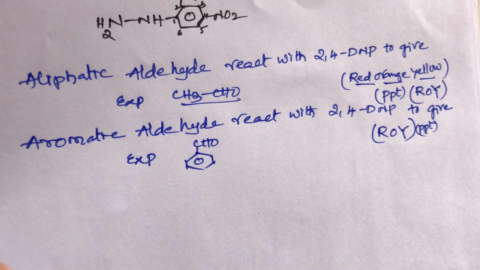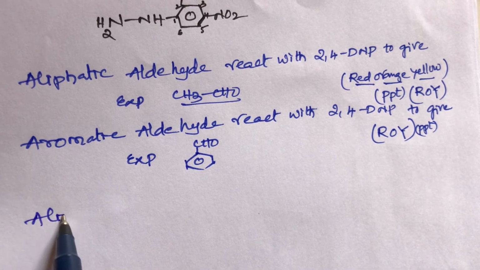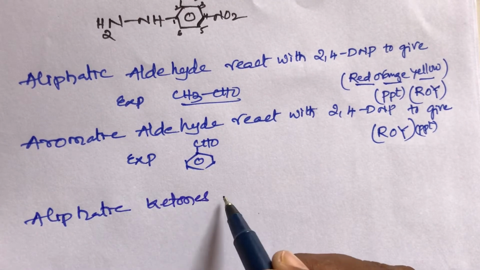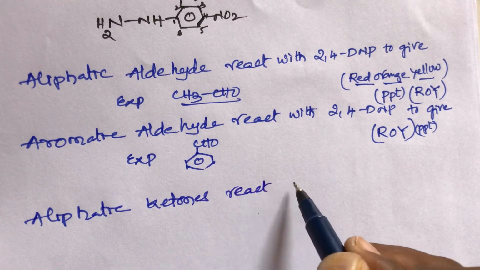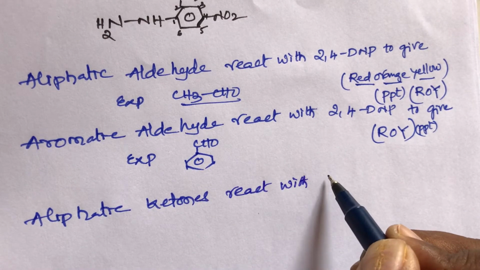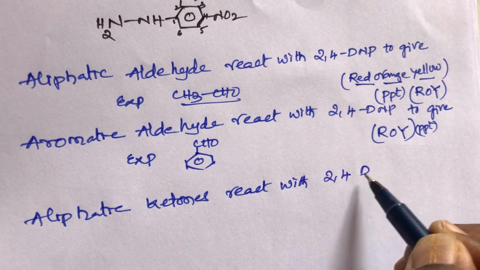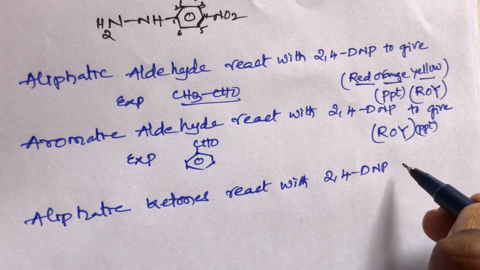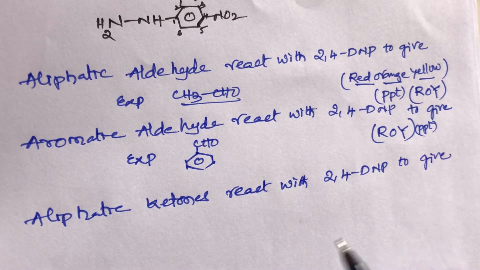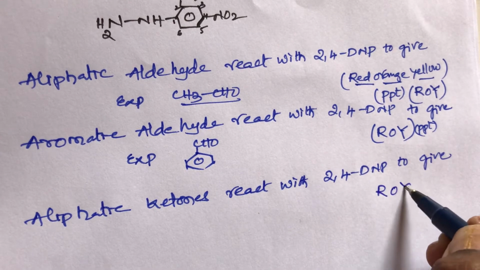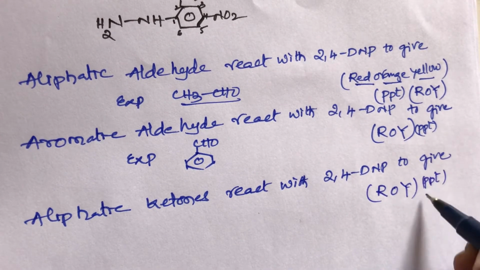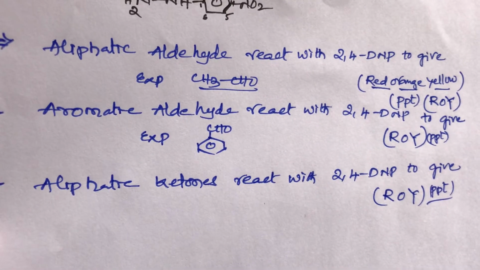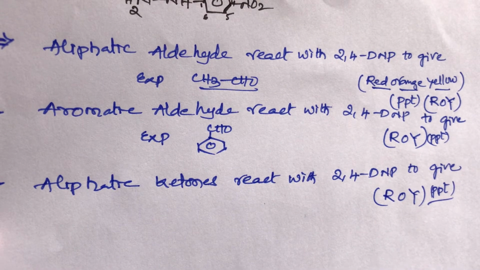And the next point is aliphatic ketones. Aliphatic ketones also react with 2,4-DNP to give the same thing: a red, orange, yellow precipitate will be formed, that is ROY, a mixed precipitate.